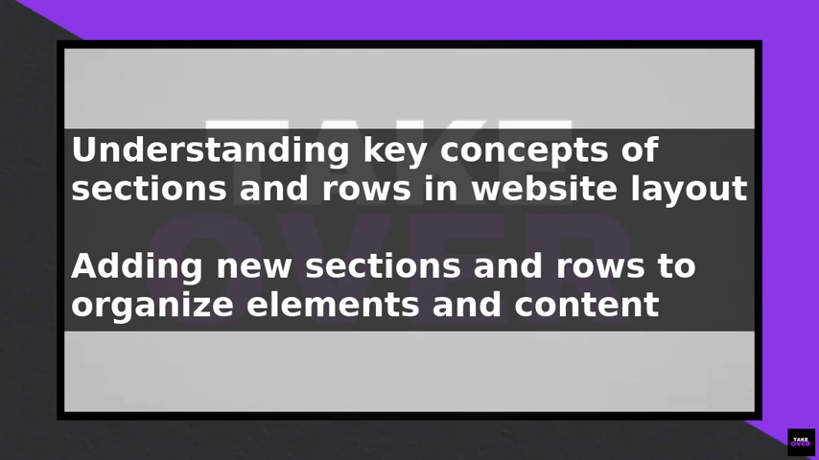In addition to adding elements and customizing the layout, you can also use the Website Builder to add features such as contact forms, maps, and social media links. To do this, click on the Features tab in the sidebar and select the feature you want to add.